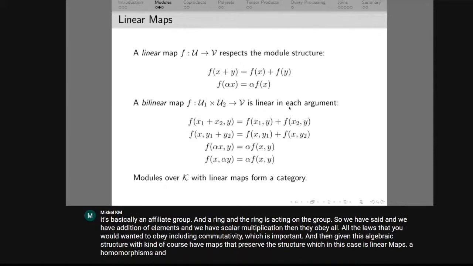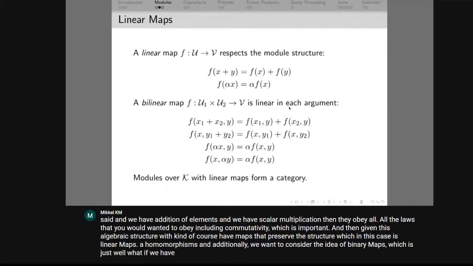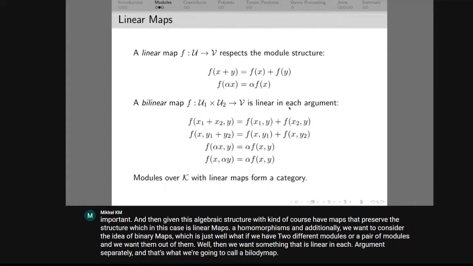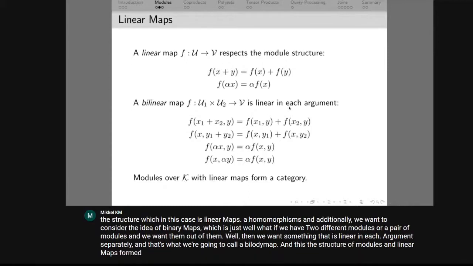And additionally, we want to consider the idea of bilinear maps, which is just, what if we have a pair of modules, and we want to map out of them? Well, then we want something that is linear in each argument separately, and that's what we're going to call a bilinear map. And the structure of modules and linear maps forms a category, which should be well known.